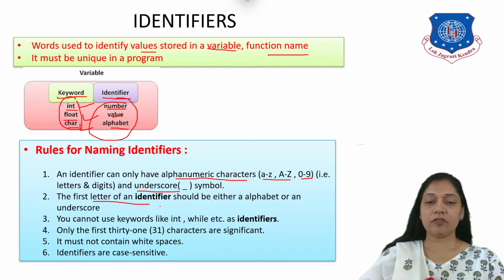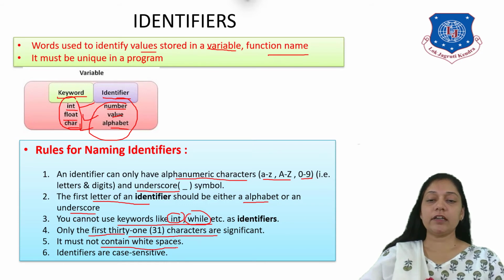Next, the first letter of an identifier should compulsorily be either an alphabet or an underscore. You cannot have a number as the first letter of an identifier. Also, you cannot use any keywords as the name of an identifier. The keywords which we have seen in the previous table, all the 32 keywords like int, while, cannot be used as an identifier name. Whatever name you give to an identifier, it can be 50 characters or 100 characters, but C will take only the first 31 characters of your identifier.